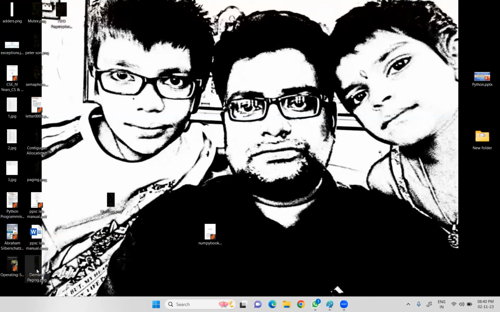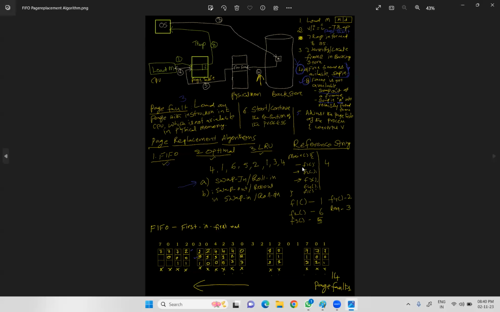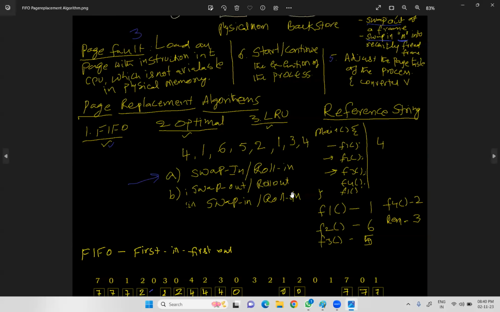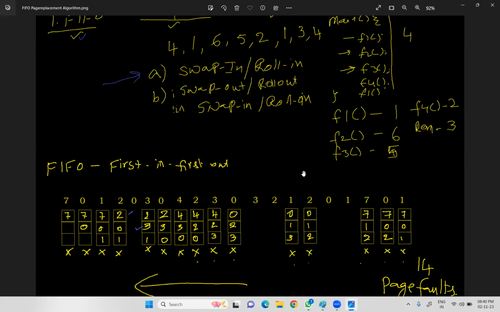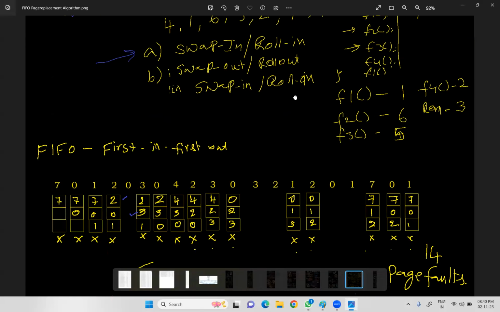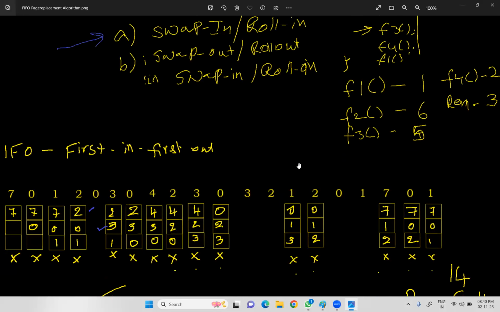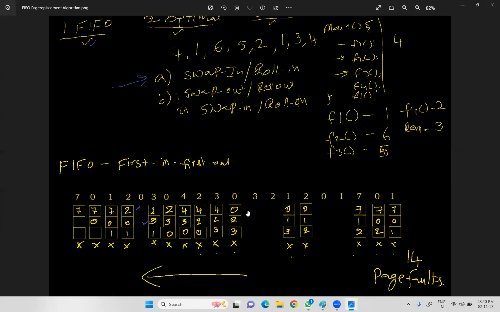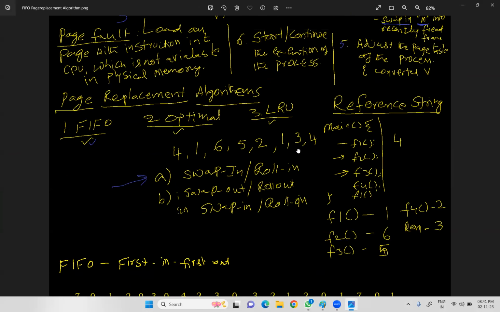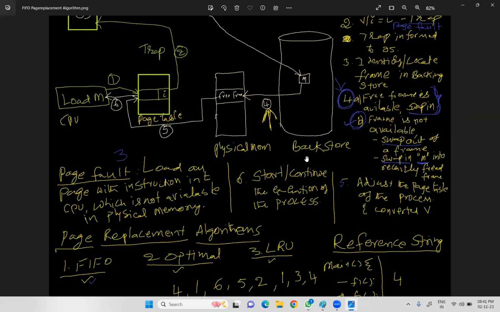In the previous class, the demand paging and page replacement algorithm was given something like this. Look at this, this is the page replacement algorithm, which was actually given in the previous class. So where exactly is this page replacement algorithm required here?